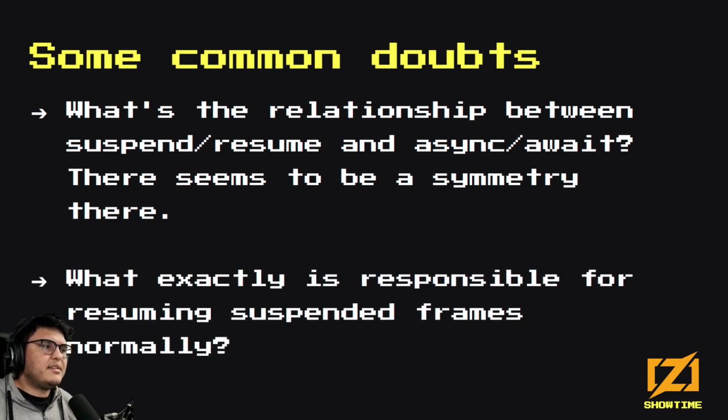Another question that people ask is, what exactly is responsible for resuming suspended frames normally? I know that I've been programming in Python, JavaScript, or similar languages, and I'll use JavaScript as the example. I know that in JavaScript there is one single thread that is running my code. Node is not single threaded completely, but the main control loop is single threaded. You don't have to worry about concurrent access to a global variable, because it's only one thread running your main code.